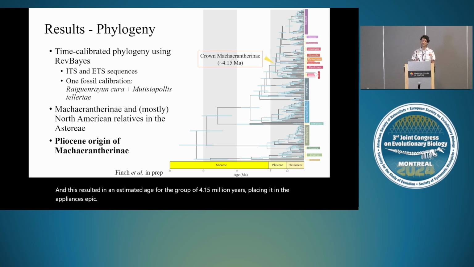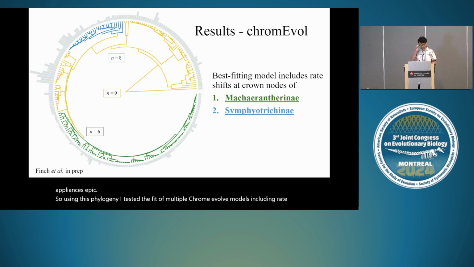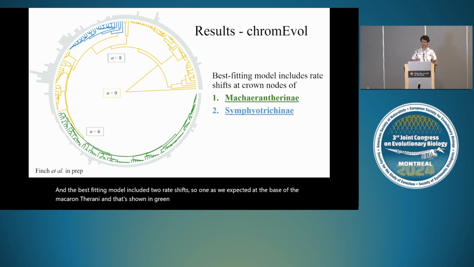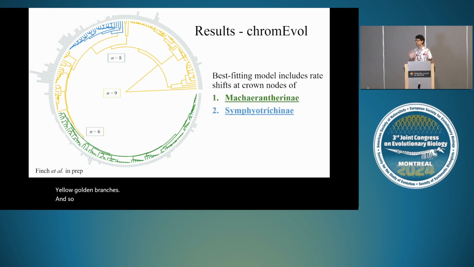Using this phylogeny, I tested the fit of multiple ChromEvol models, including rate shifts. The best fitting model included 2 rate shifts. One, as we expected, at the base of the Machaeranthera, shown in green here. And then there was another rate shift at the base of a related tribe called the Symphyotrichinae, shown in blue. The background rate applies to all of these yellow, golden branches. This results in 3 distinct rate regimes across the tree.